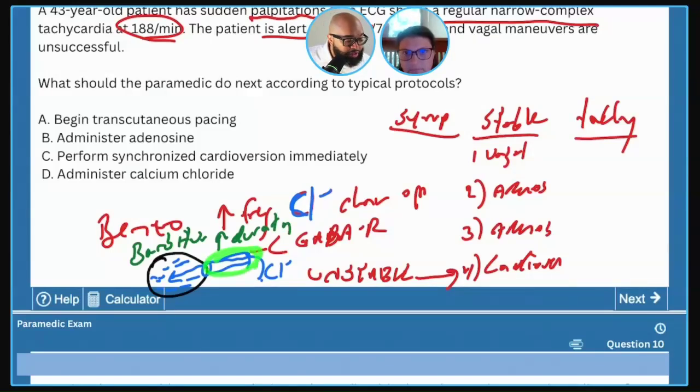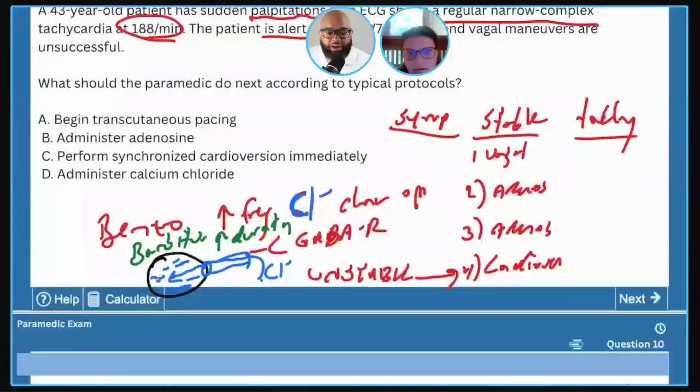Both of them still work on the channel. One of them just makes the door open faster. That's benzos. Barbiturates just keep the door open longer. So that's duration: how long it's open versus how fast it opens. They both deal with it opening. Make sense? Yeah. Can you teach that back to me?